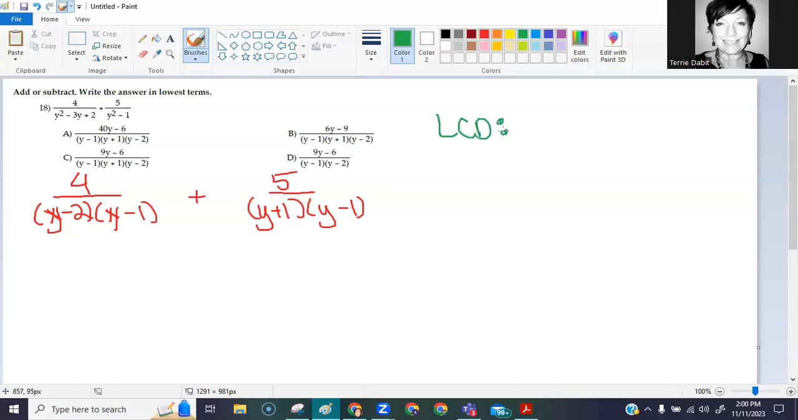So our LCD is all the factors that we see running across the bottom. I see a y minus 2. I see a y minus 1. And I see a y plus 1. So this is now my LCD.